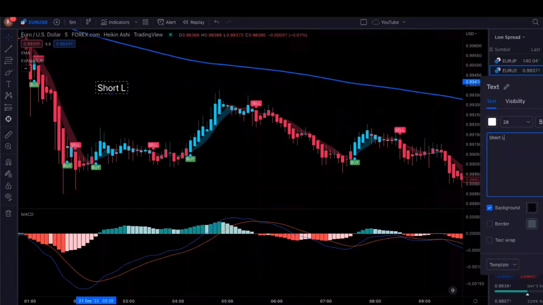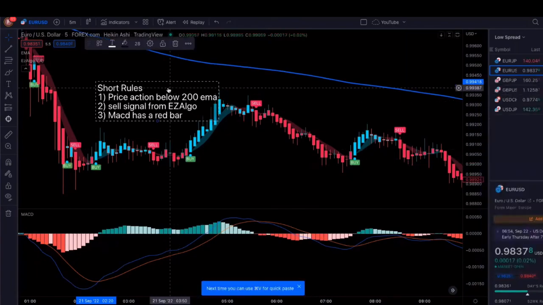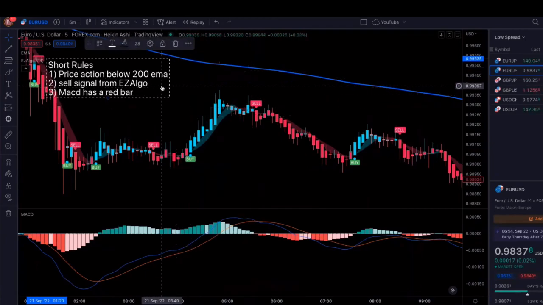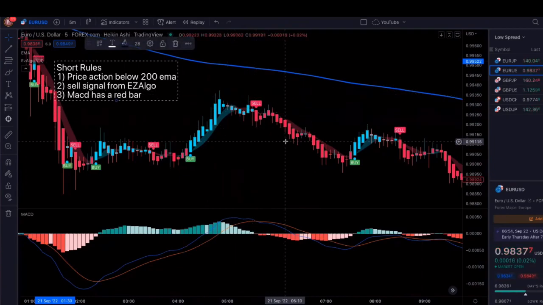So short rules: 1, price action below 200 EMA. 2, sell signal from EzAlgo. 3, MACD has a red bar. Okay, it's simple, right? Super simple. And then for stop loss on this, I like to use the recent swing high for the stop loss and 1 to 1.5 take profit. And that's how I'm going to be testing this out as well.